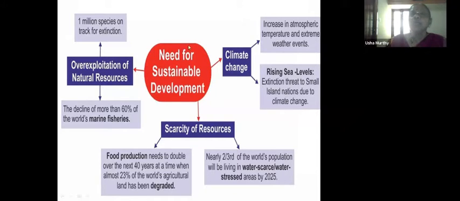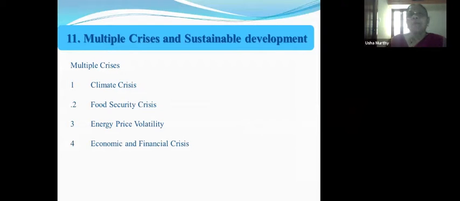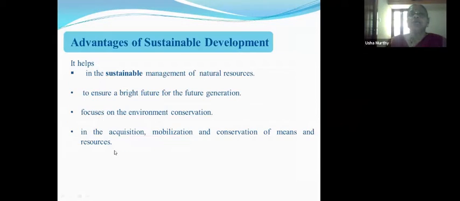So if we don't attempt sustainable development, then these impacts are going to have a devastating effect on the general environment. Because of this, we have to go for sustainable development. Apart from that, other multiple crises are the climate crisis, food security crisis, energy price volatility, and the economic and financial crisis, which will also be there.